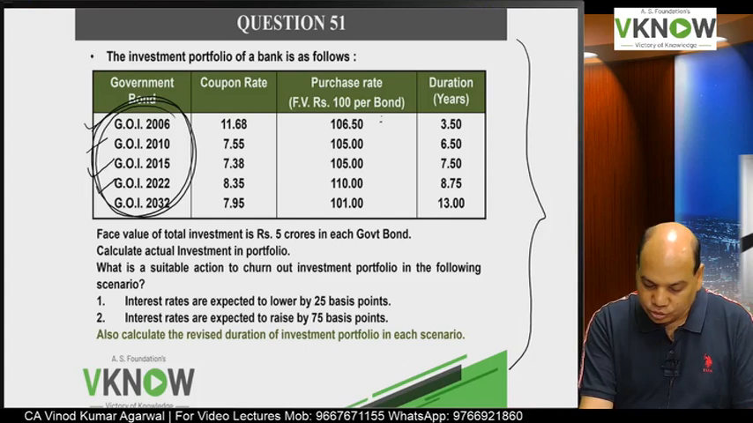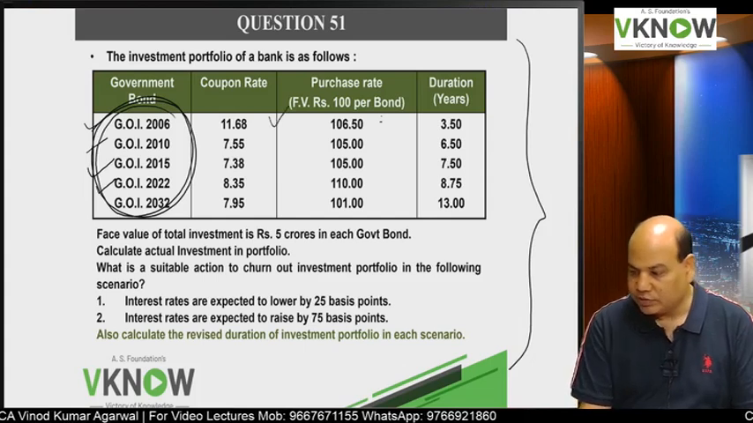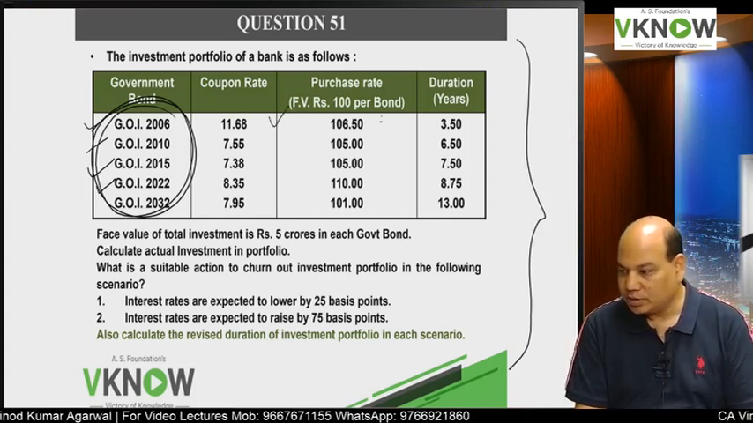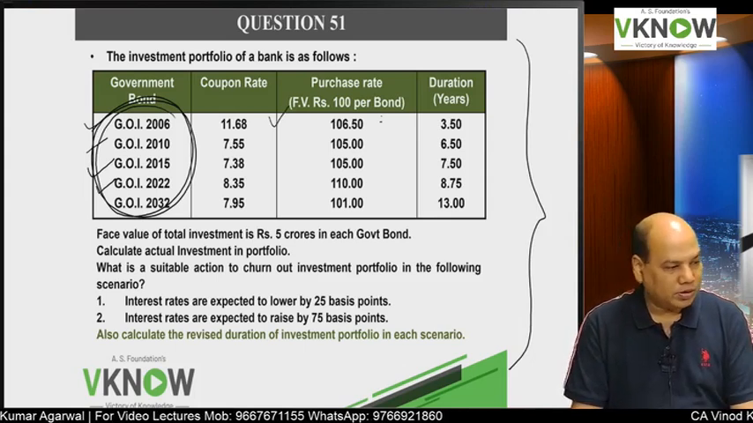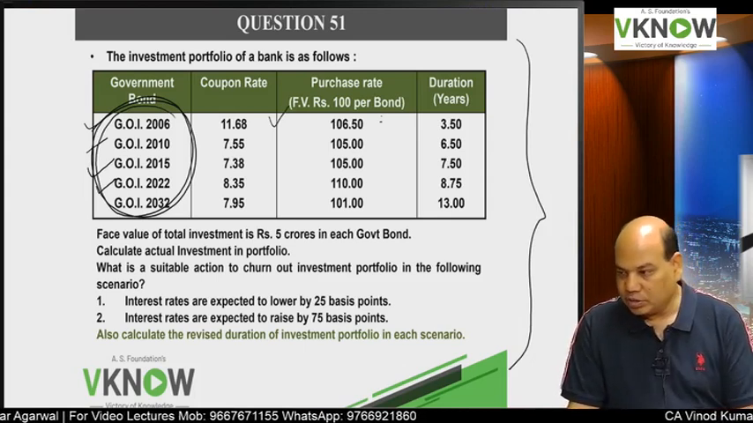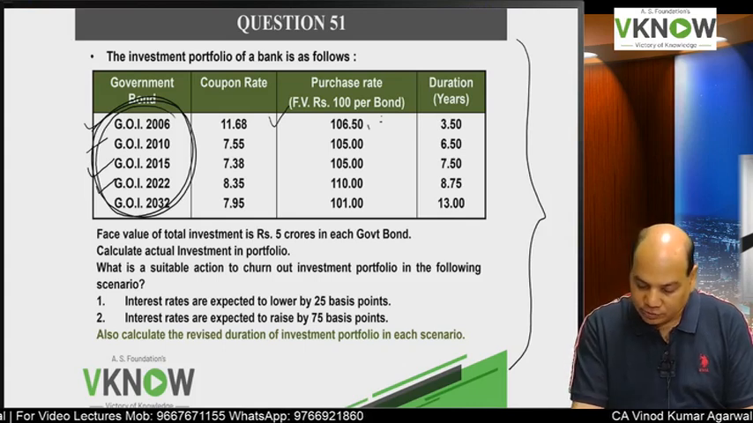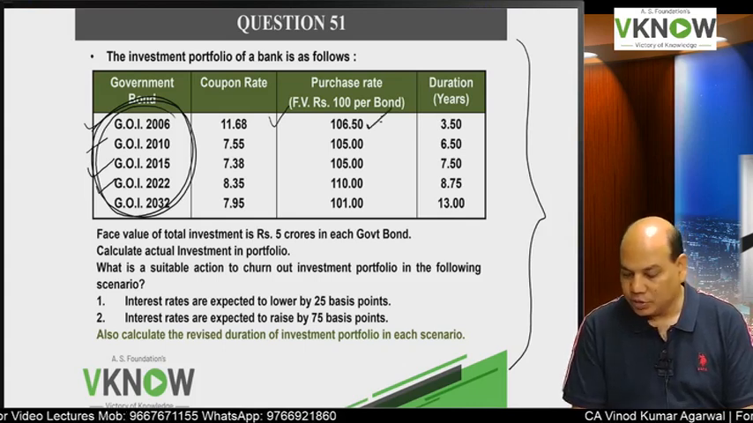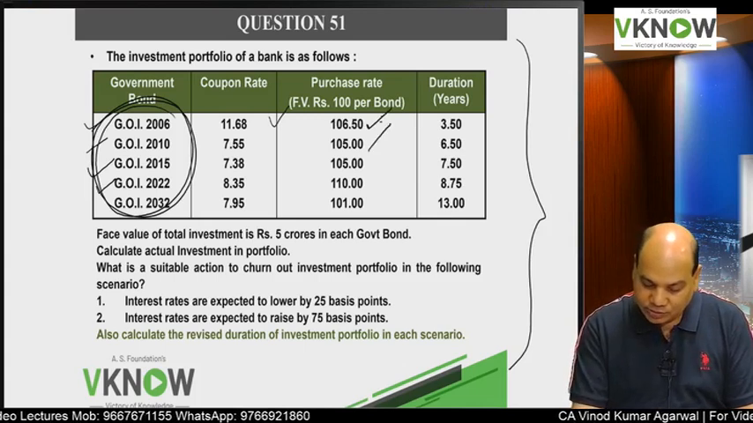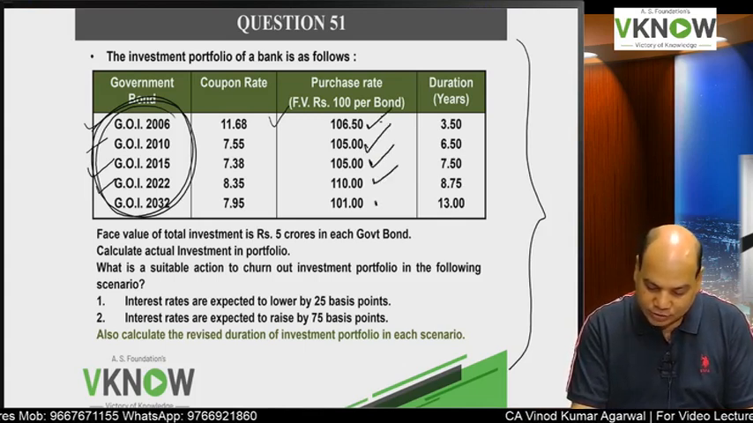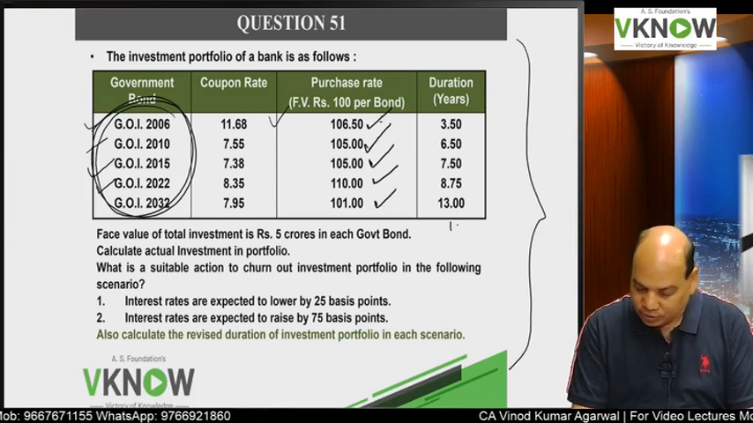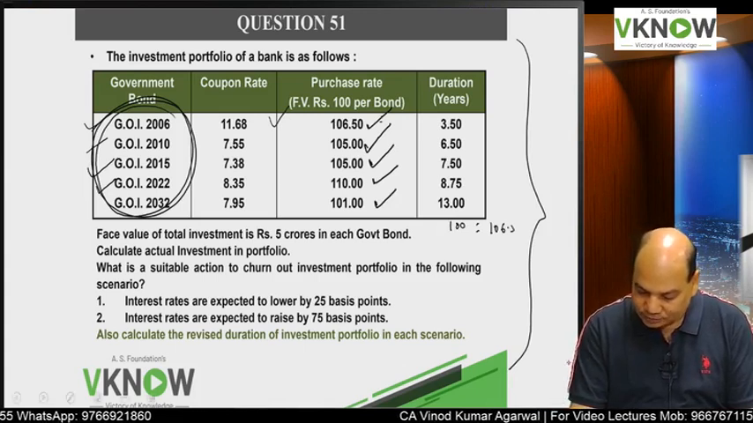Then they have given you the coupon rate and purchase price. What is written in bracket? Face value rupees 100 per bond, but purchased for 106.50, purchased for 105, 110, 101. So face value is 100, cost price is 106.50.